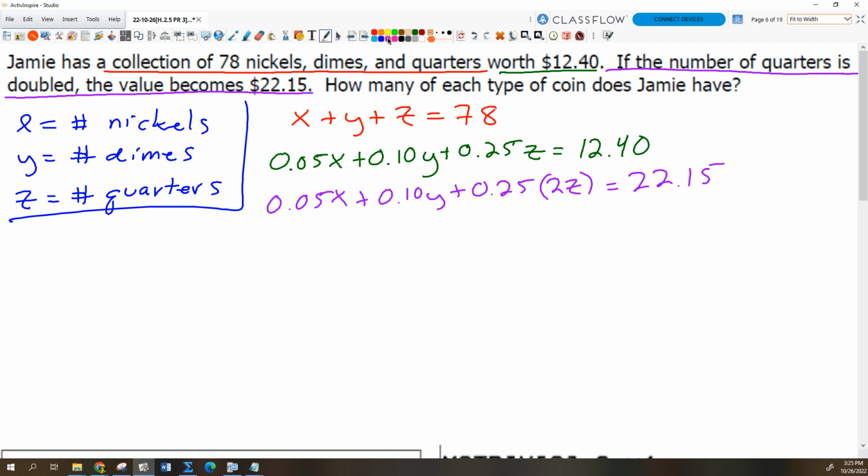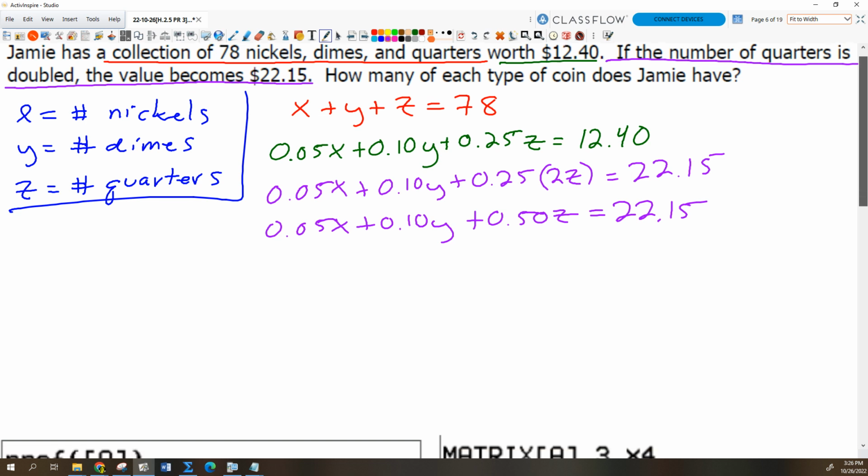So we could take that last equation and we want to simplify that a little bit, don't we? We want to do 2 times 0.25. We'll just replace it with this. Agreed?